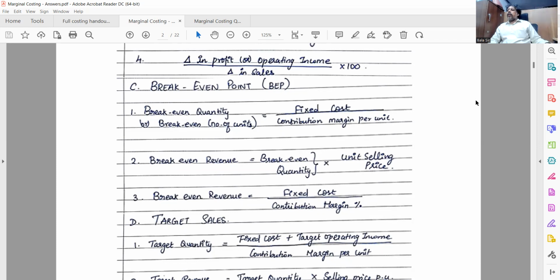Understood? And these are the 3 equations. One is the break-even number of units. Number 2, finding out the break-even sales using the break-even number of units. And there's one more formula. Directly you can find the break-even sales: fixed cost by contribution margin percentage. Is that fine? Now please go ahead and take down these equations. Point C. You can pause the recording now.